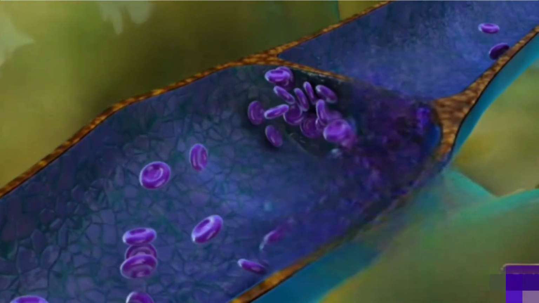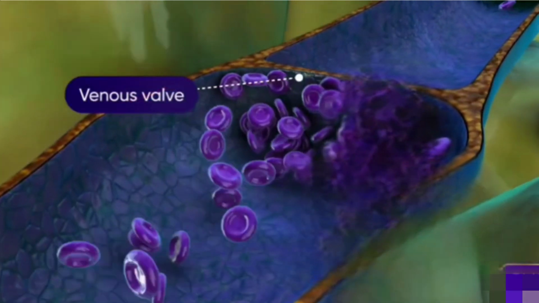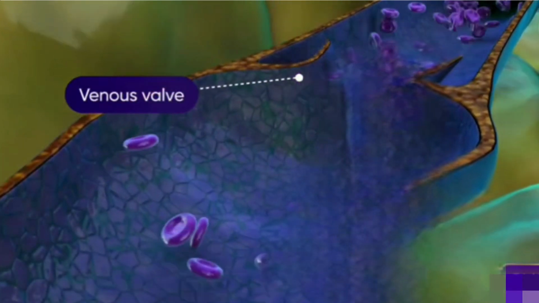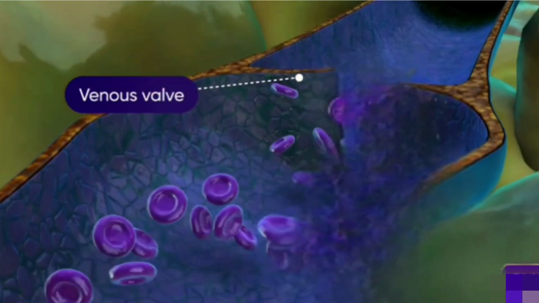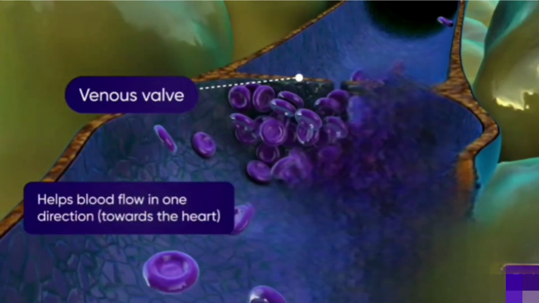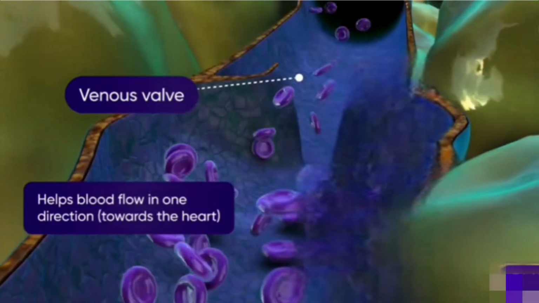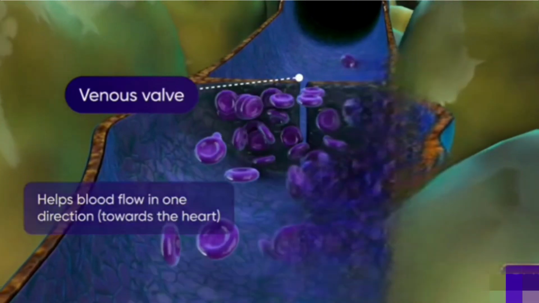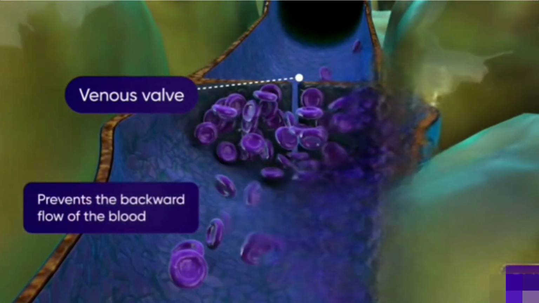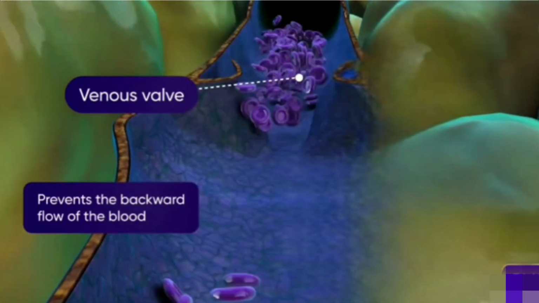Arising from the endothelium, we see flap-like valves known as venous valves. We know that the blood pressure in the veins is very low. Then how does the blood flow in the vein? The venous valves help the blood to flow in the right direction. These valves allow the blood to flow towards the heart and not in the opposite direction.